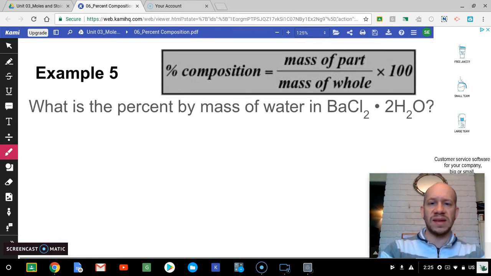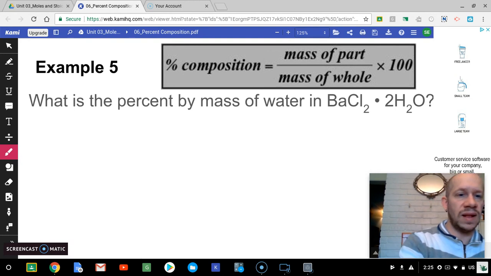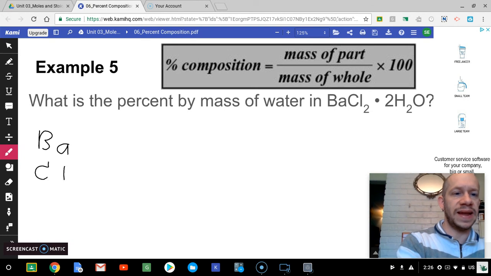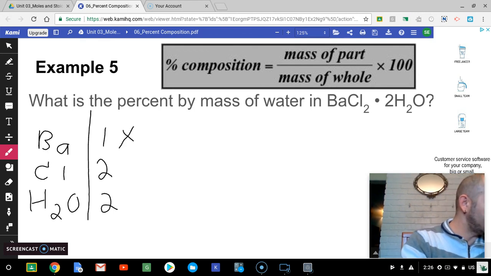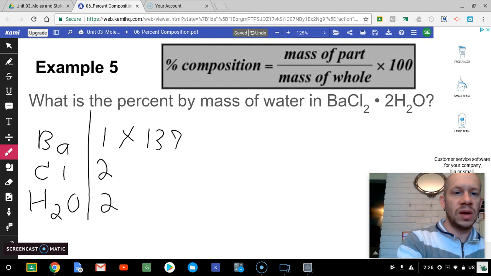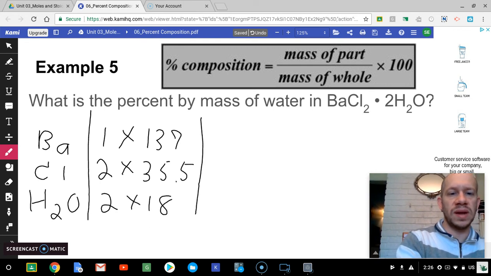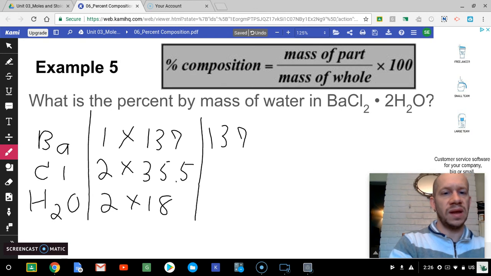Percent composition. What is the percent by mass of water in barium chloride hydrate? So following our same steps, barium chloride and H2O. I have 1 barium, 2 chlorides, and 2 waters. Barium from your reference table is 137. Chlorine from your reference table is 35.5. And water is 18. So 1 times 137 is 137. 35.5 times 2 is 71. And 2 times 18 is 36.